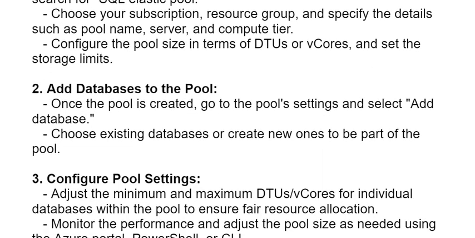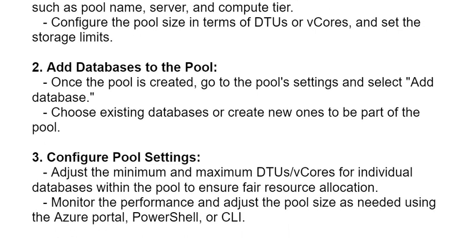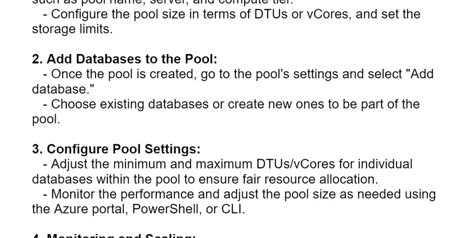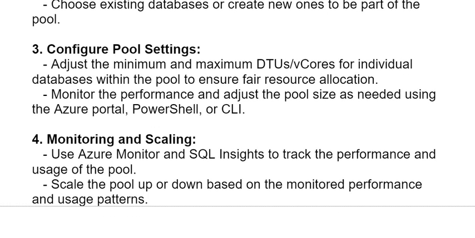Add databases to the pool. Once the pool is created, go to the pool settings and select Add Database. Choose existing databases or create new ones to be part of the pool. Configure pool settings. Adjust the minimum and maximum DTUs or vCores for individual databases within the pool and ensure fair resource allocation. Monitor the performance and adjust the pool size as needed using the Azure portal, PowerShell, or CLI.